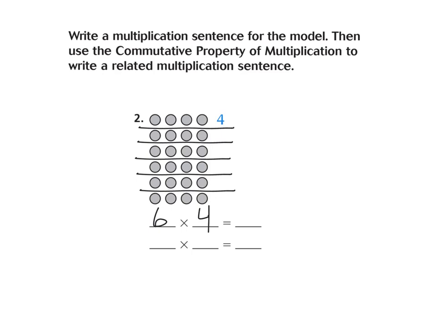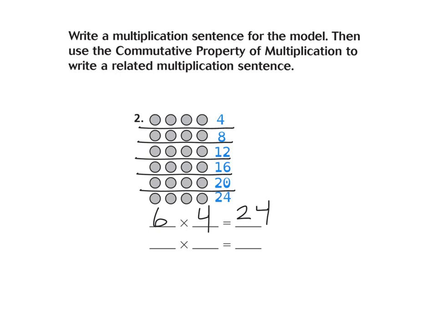In the first row, there are 4 counters. 4 counters plus another 4 counters equals 8. Add 4 more to that, you get 12. Then 4 more equals 16. 4 more equals 20. And finally, the last 4 gives us 24. So 6 times 4 equals 24.